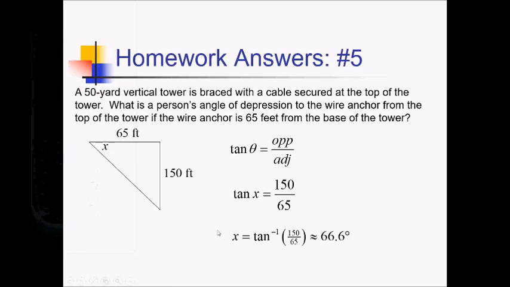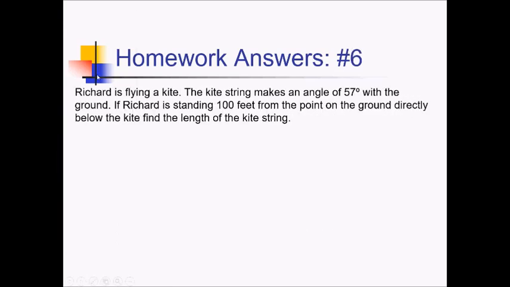On this problem, we have Richard flying a kite, and the string makes an angle of 57 degrees with the ground. So Richard's standing 100 feet from a point on the ground directly below the kite. We want the length of the string. Well, this is 57 degrees with the ground. This is an angle of elevation to the kite. So this is a right side up triangle we can use, and our angle of elevation is going to be between the horizontal and the hypotenuse, so 57 degrees right in there.